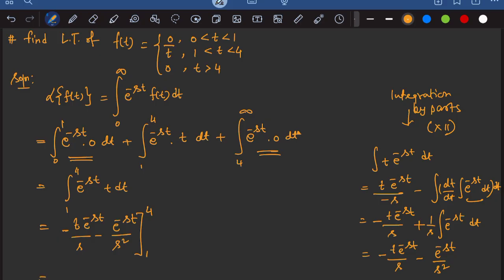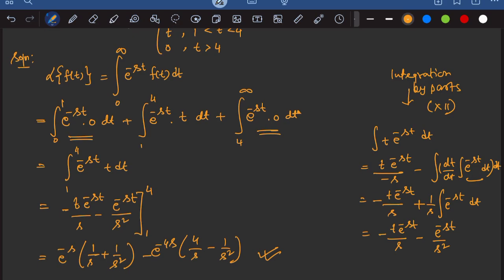So immediately you will get, after putting the upper limit and lower limit, e power minus s times 1 by s plus 1 by s square, minus e power minus 4s times 4 by s minus 1 by s square. This will be the final answer after putting the limits.